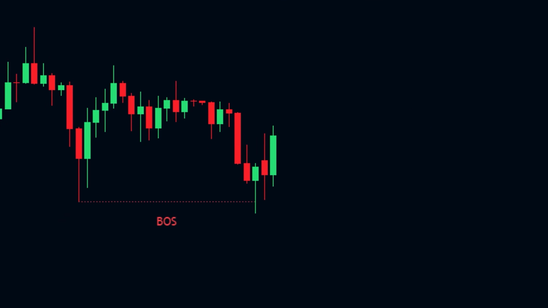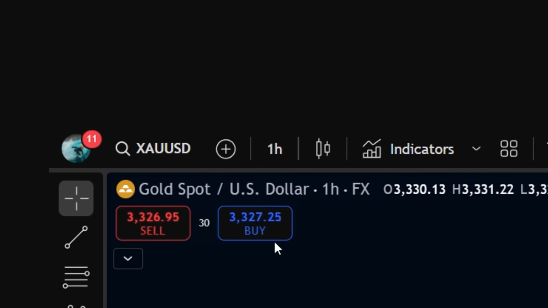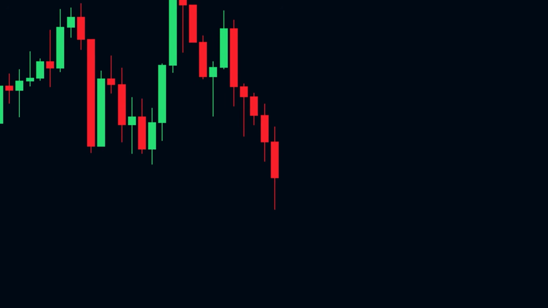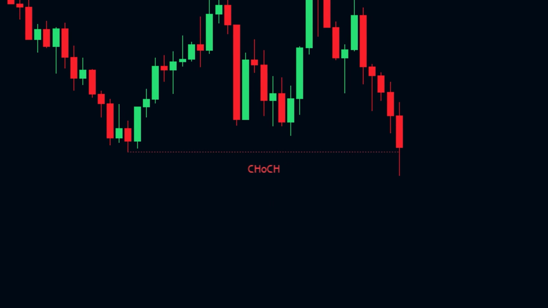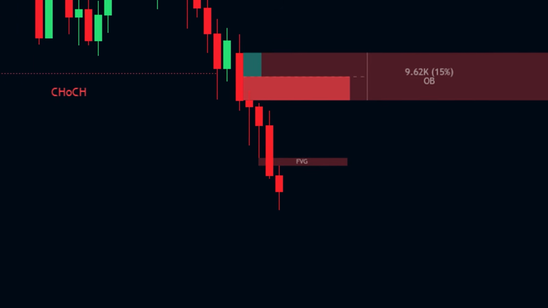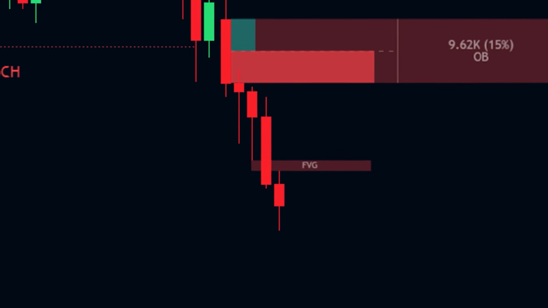Once both are confirmed, wait for price to retrace back into it and then drop down to the 5 minute chart. Now watch for a change of character. Price should be making higher highs and higher lows. When it breaks a recent higher low, that's your CHoCH. Wait for a new bearish order block to form. For extra confirmation, it should be followed by a fair value gap to confirm the selling pressure.